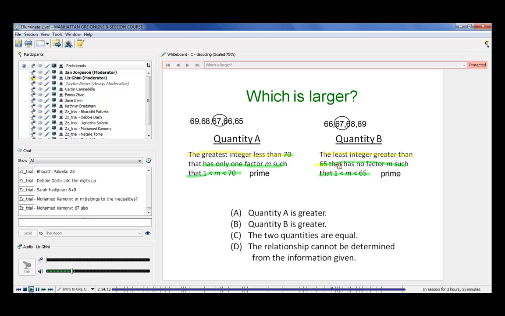Okay, everybody understand what this was asking? The answer is C, by the way. Smile if you understand, thumbs down or ask a question if you're confused.